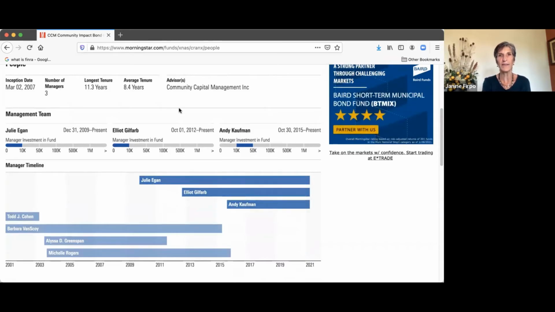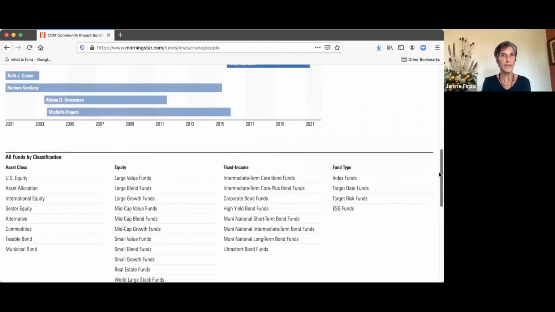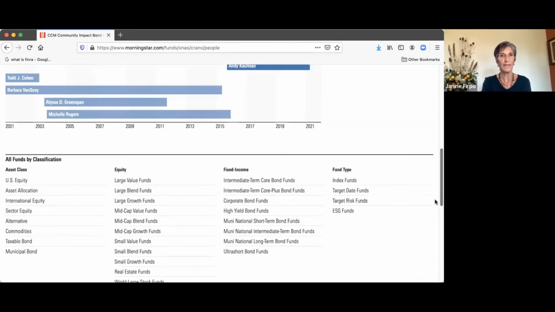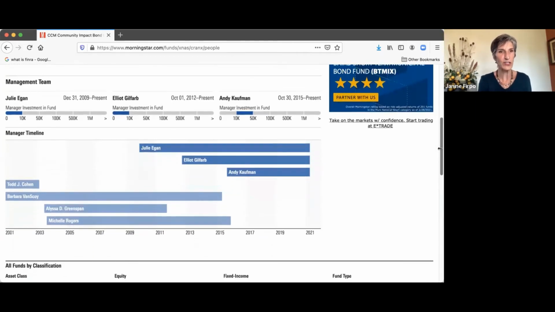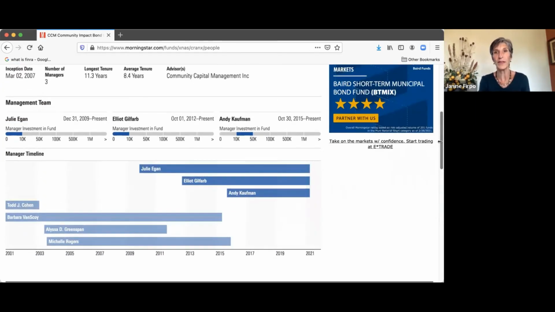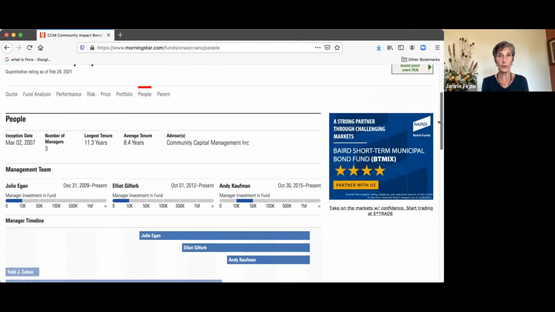And you can see that Community Capital Management is the name of the firm that has offered this fund. And you can see some of the other funds that this company offers. Earlier, I saw some additional information here that is not here right now. So one of the things that I have found too with these tools is that because this information is changing on a daily basis, what you see doesn't always look exactly like what you saw the day before.